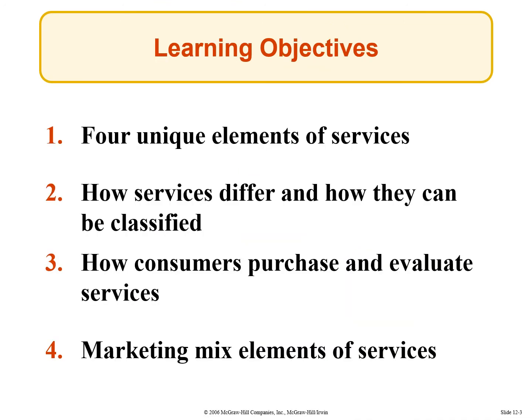What we talked about in this chapter was 4 unique elements of services, which are the 4 I's. Then how services differ and how they can be classified. So this is the equipment-based and the people-based classification, and how services differ from products. We also talked about how consumers purchase and evaluate services. So we talked about the 5 dimensions of services as well. And then we talked about marketing mix elements of services, the 7 P's. And that completes our chapter.